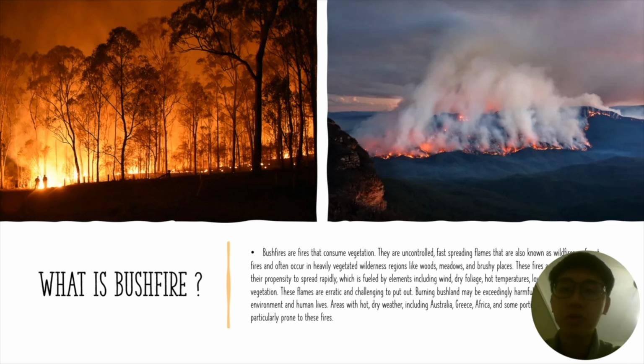These fires are distinguished by their propensity to spread rapidly, which is fueled by elements including wind, dry foliage, hot temperatures, low humidity, and dry vegetation. These flames are erratic and challenging to put out. Burning bushland may be exceedingly harmful, endangering both the environment and human lives. Areas with hot, dry weather, including Australia, Greece, Africa, and some portions of the United States, are particularly prone to these fires.